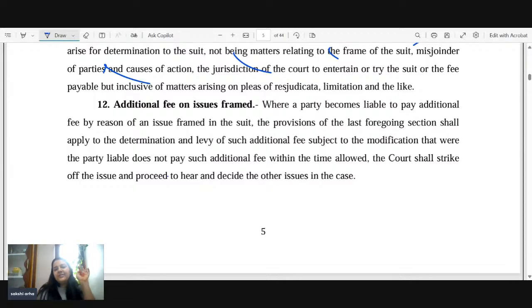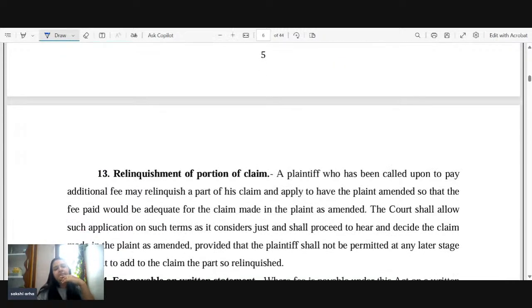Okay, just underline this word. The court shall strike off the issue. What does that mean? Strike off the issue. Strike off means उसको issue को हटा दिया जाएगा. That issue will be removed. Okay, that your issue will not be decided. So if you are not paying court fee on any additional issue, this issue will be struck off after giving you a sufficient time to pay the fee.